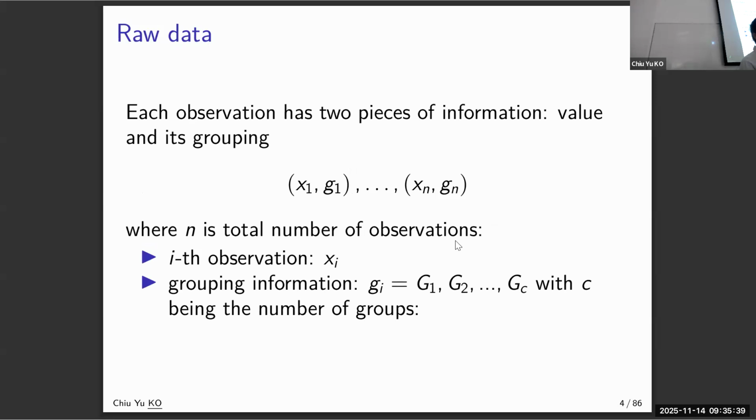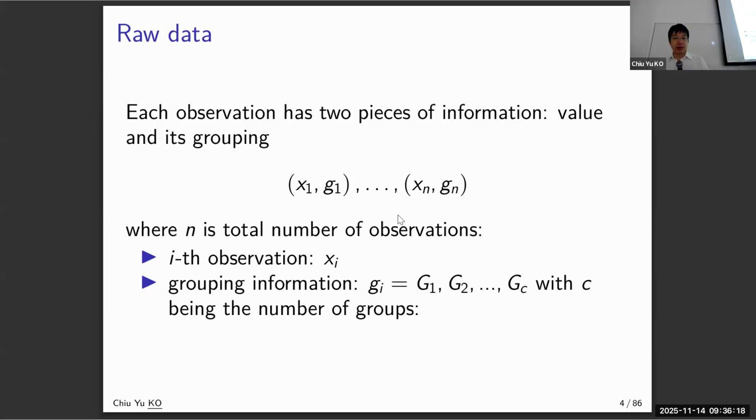Okay. So the raw data would be a pair of information. The first information will be a numerical variable X, and the second information will be a categorical variable. And categorical variable means that the category doesn't mean anything. It's just different groups. And later today, when we talk about the regression, instead of the meaningless grouping, the grouping will be a meaningful one. So that will be the idea of regression.